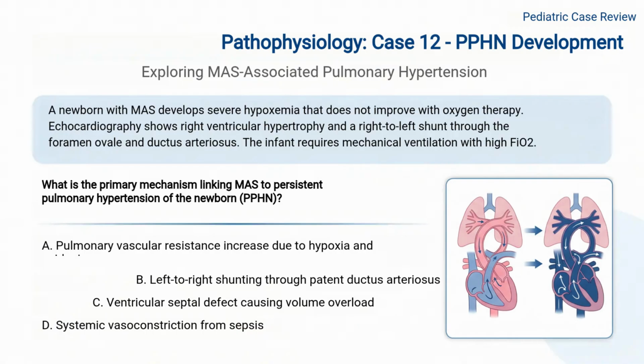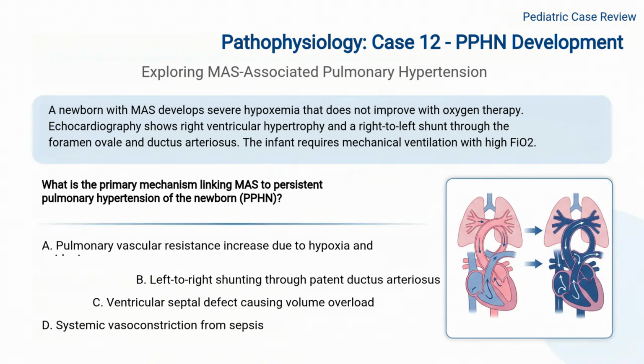Case 12. Persistent pulmonary hypertension of the newborn development. A newborn with Meconium Aspiration Syndrome develops severe hypoxemia that does not improve with oxygen therapy. Echocardiography shows right ventricular hypertrophy and a right-to-left shunt through the foramen ovale and ductus arteriosus. The infant requires mechanical ventilation with high fraction of inspired oxygen. What is the primary mechanism linking Meconium Aspiration Syndrome to persistent pulmonary hypertension of the newborn?